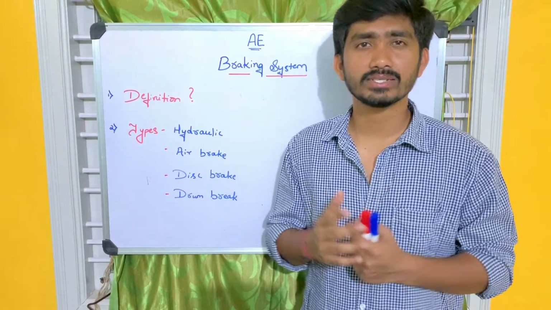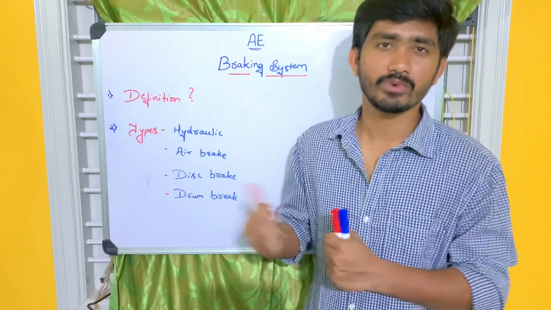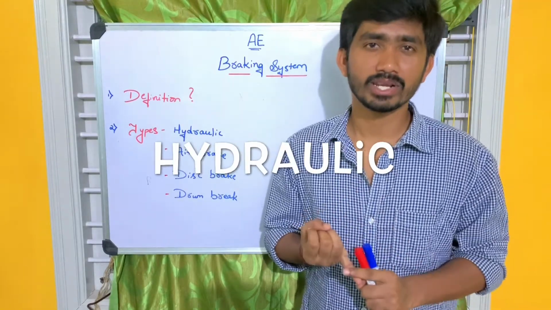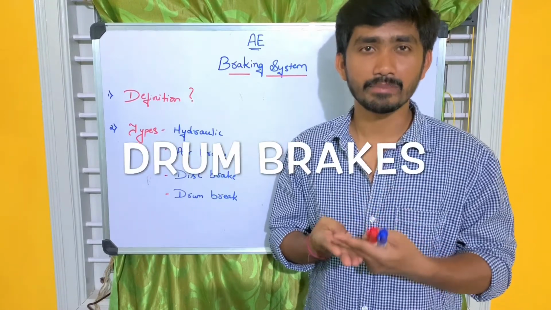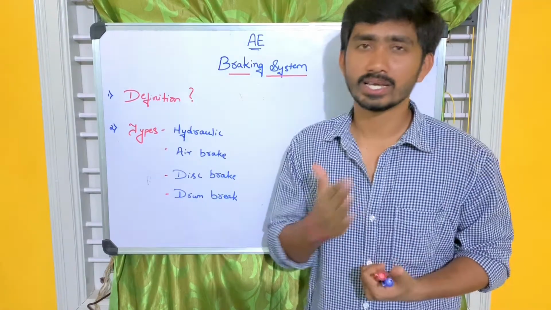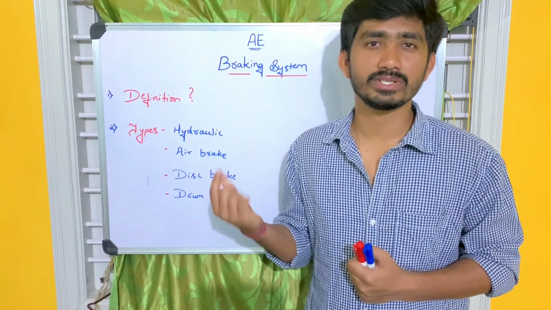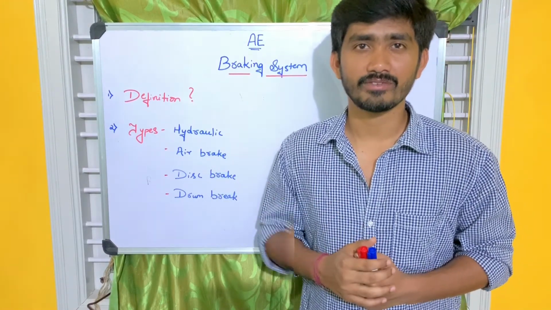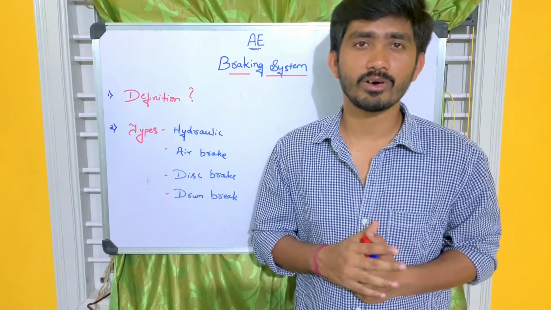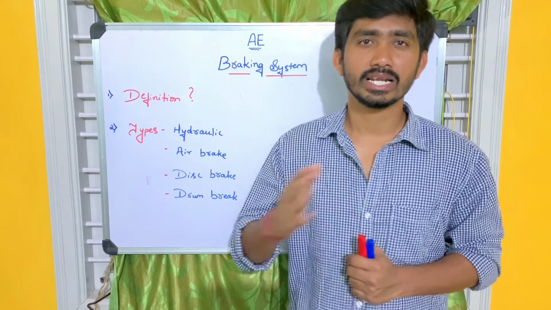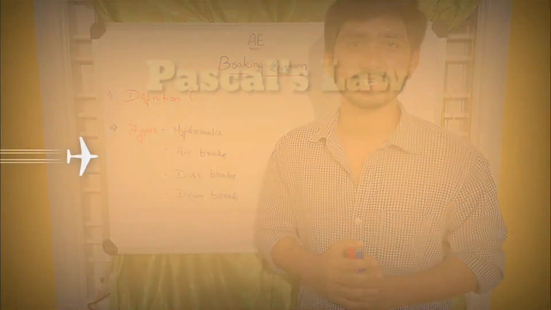Now, the braking system in an automobile can be majorly classified into the following categories: hydraulic braking system, air braking system, disc brakes, drum brakes, mechanical brakes, and so on. So we will be discussing the working of each one of them in depth. To understand how a hydraulic brake works, we should be aware of Pascal's law too. Let's move into this animation and understand it in a better way.